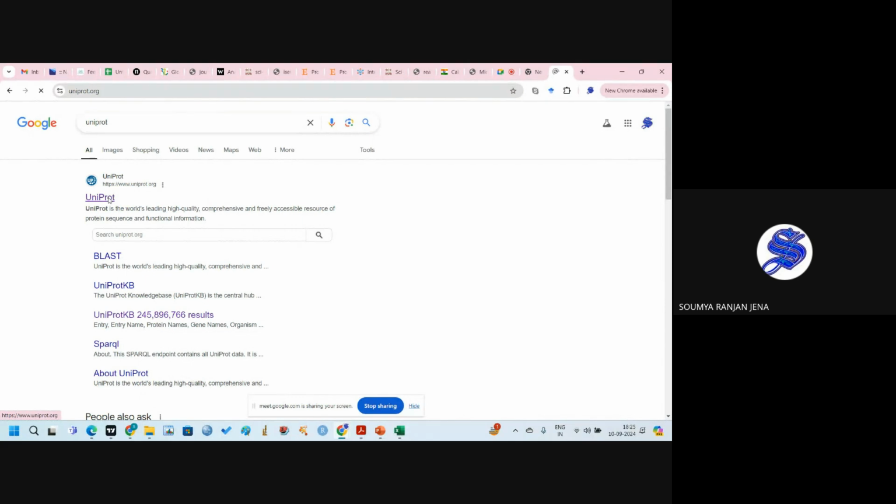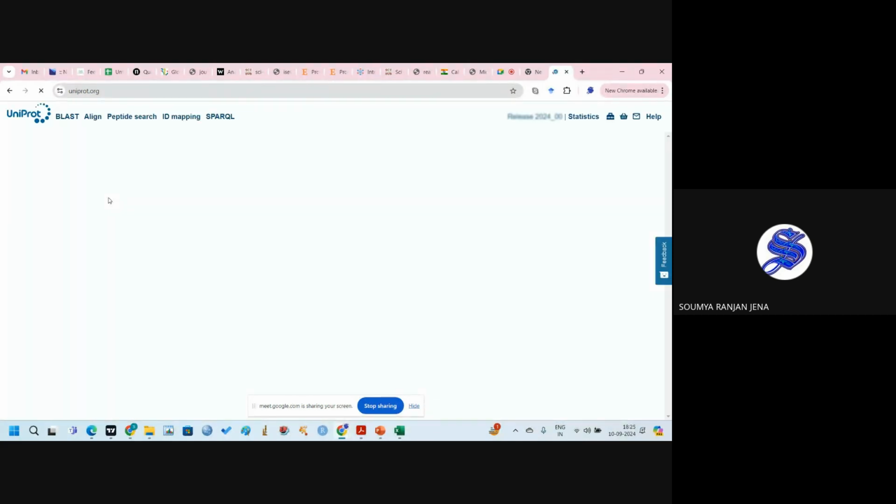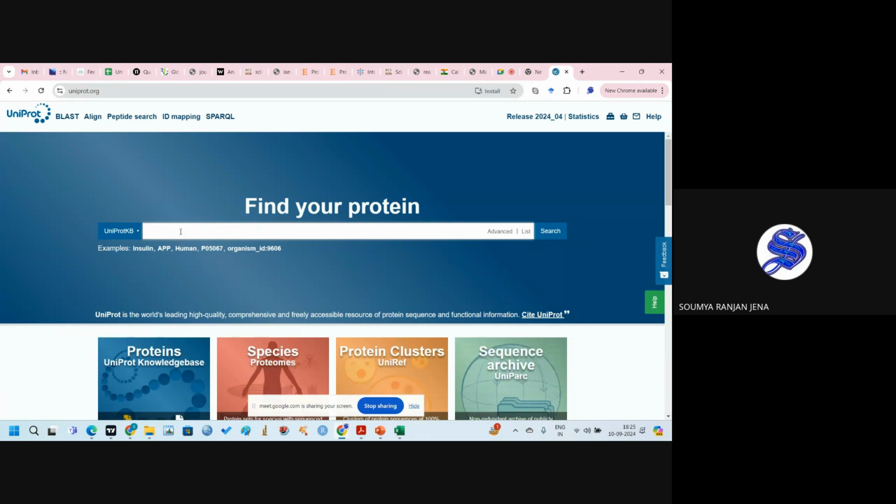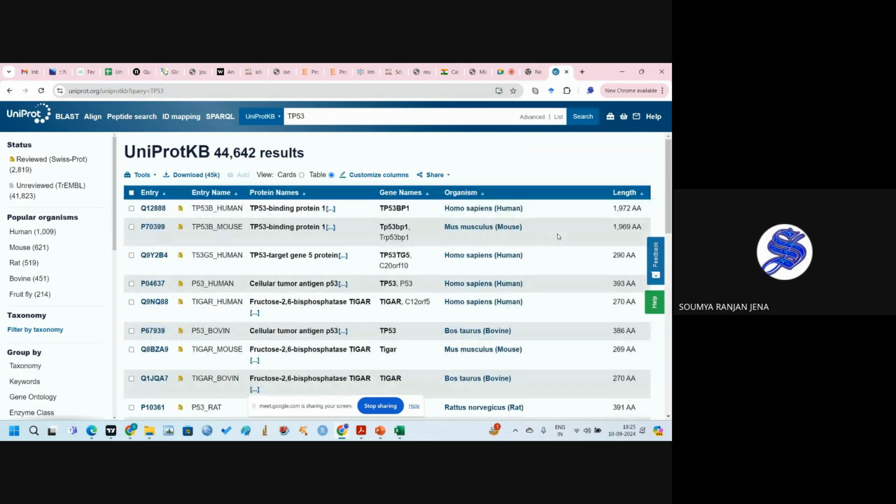This is one database. Here we can give one protein name, that is TP53. This is a tumor suppressor gene, TP53. You can see the entry name of the different TP53 entries. I have given the query about TP53.